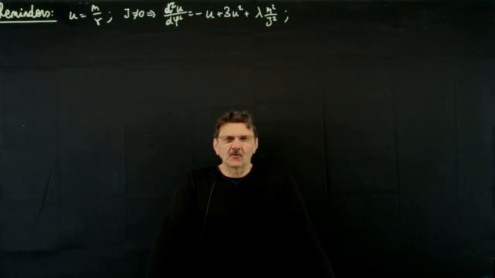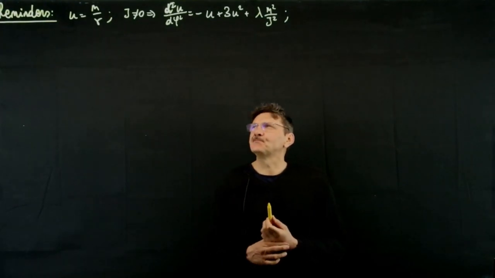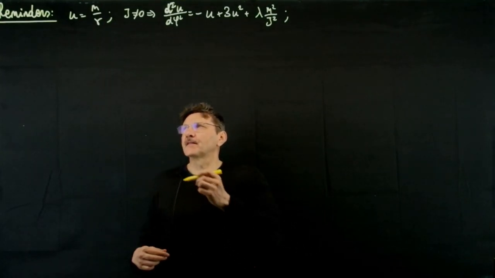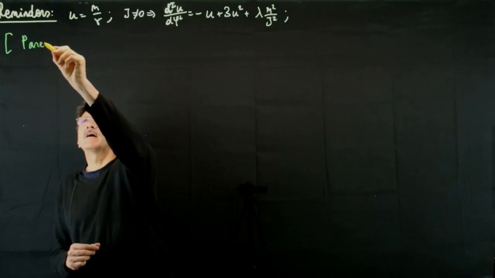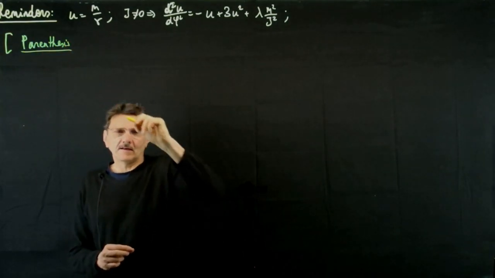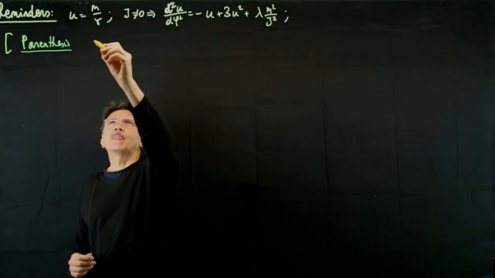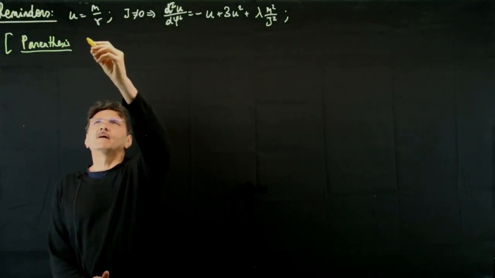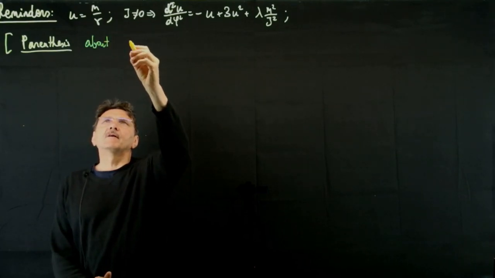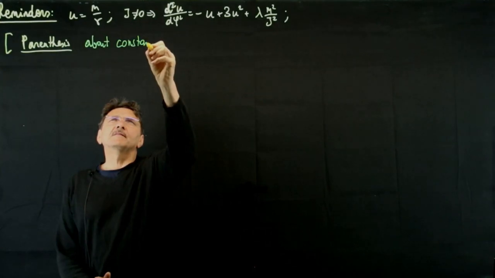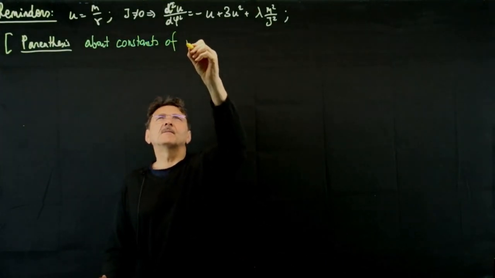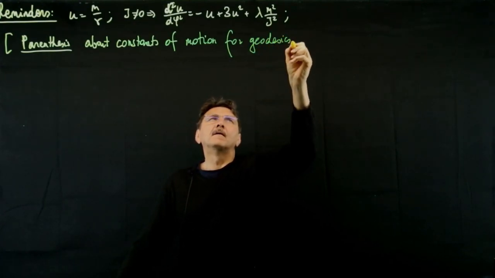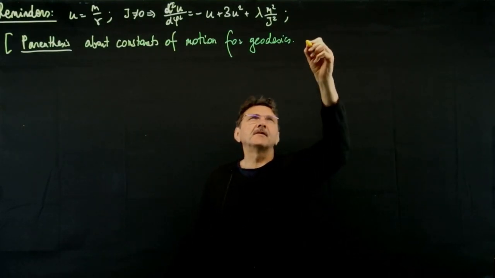So we continue our study of geodesics in Schwarzschild. And maybe there is a parenthesis concerning constants of motion, which has to do with Killing vectors. This is something that you have seen in the Übungen way back, so I've suddenly forgotten about it. Let me remind you how this goes. So this is constants of motion for geodesics. And this has to do with something called Killing vectors.